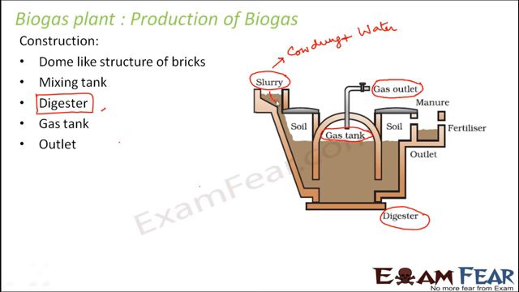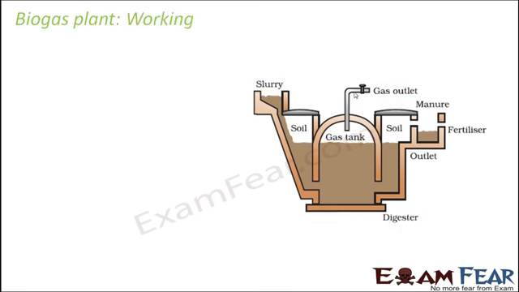From here the slurry is given as input, and then it goes to the digester. The actual process takes place in the digester. Biogas is formed, it is stored in the gas tank, and then it is taken out through the gas outlet. So this is the overall construction of a biogas plant.